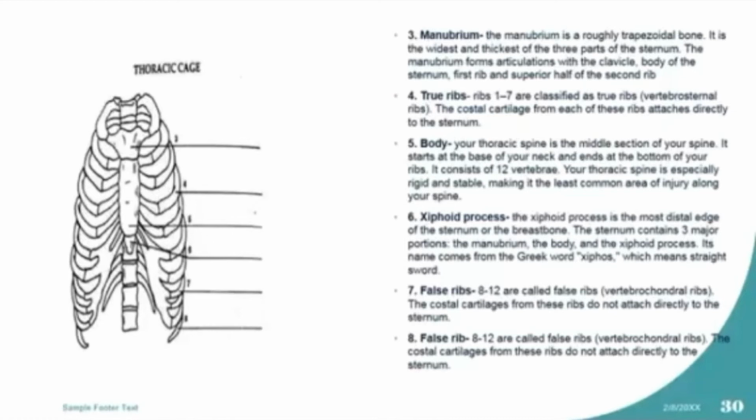Numbers 7 and 8 are considered false ribs because ribs 8 to 12 are called false ribs. They are considered false ribs because when you count from top to bottom, number 7 is at number 9, while number 8 is considered as number 11.